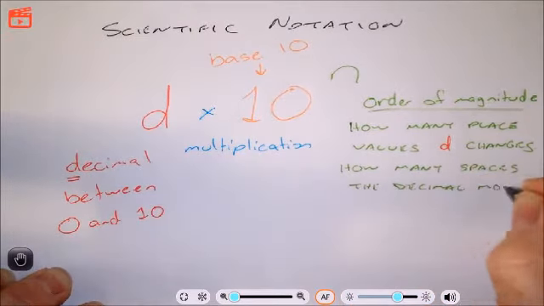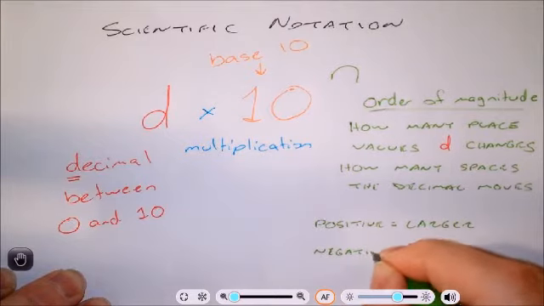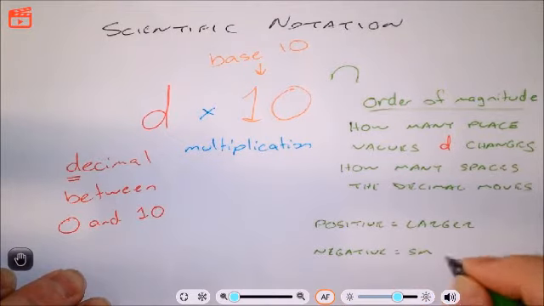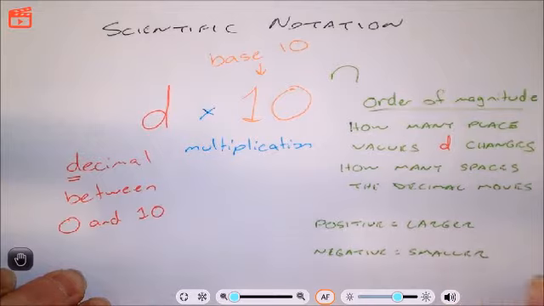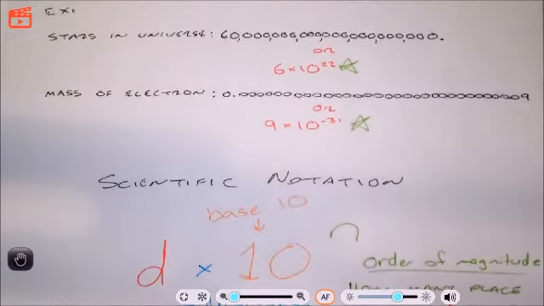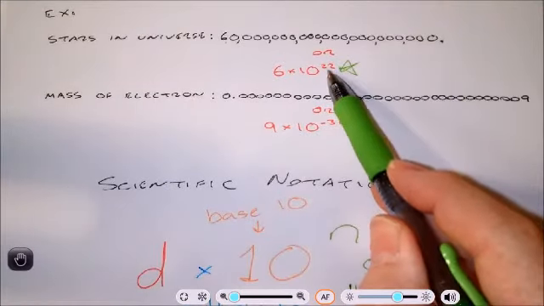And remember, when we're talking about the order of magnitude, a positive order of magnitude makes a number larger, and a negative order of magnitude makes a number smaller. That is why in our examples, the number of stars is a very large number, so the order of magnitude is positive. An electron is very, very small, so the order of magnitude is negative. So you have to pay attention to what the order of magnitude is to know what size of a number you're dealing with.